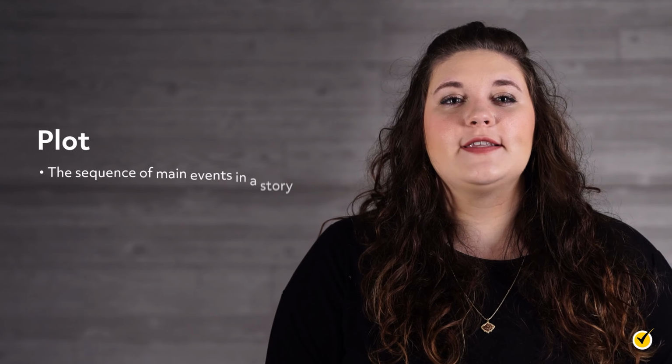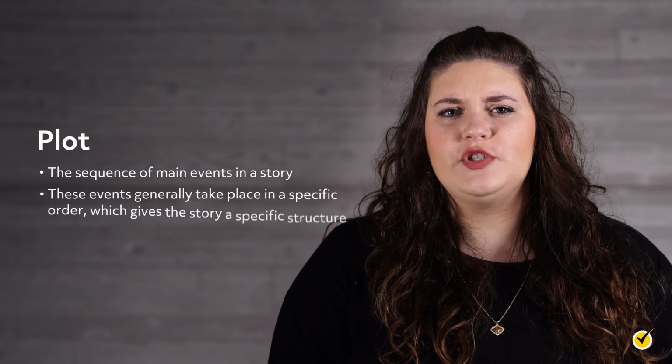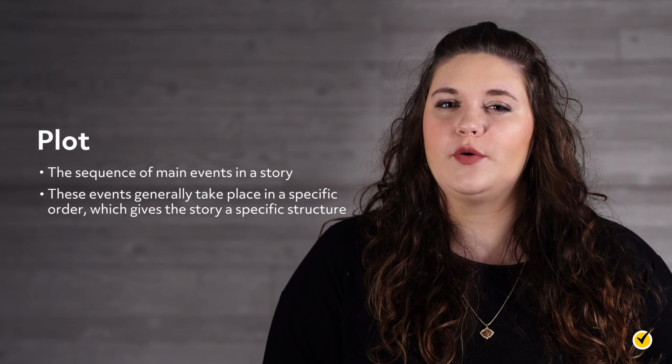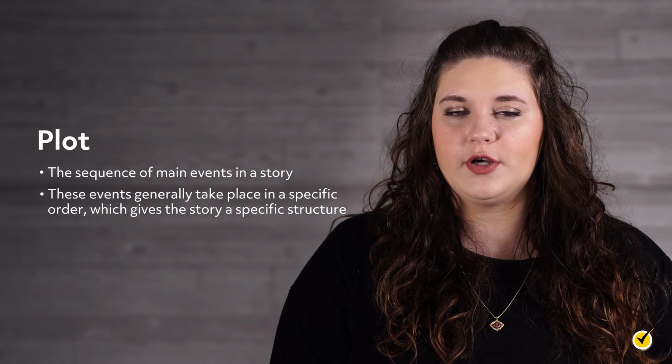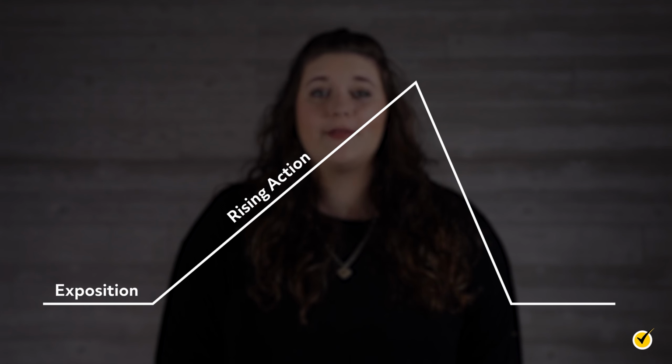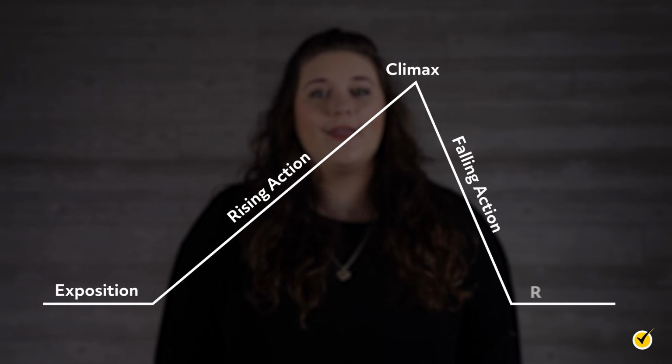Whether it's a simple tale, like The Three Little Pigs, or a long-winded play like The Tragedy of Hamlet, a well-told story will always have a defined plot. A plot is the sequence of main events in a story. These events generally take place in a specific order, which gives the story a specific structure. This structure can be divided into 5 basic elements: exposition, rising action, climax, falling action, and the resolution.